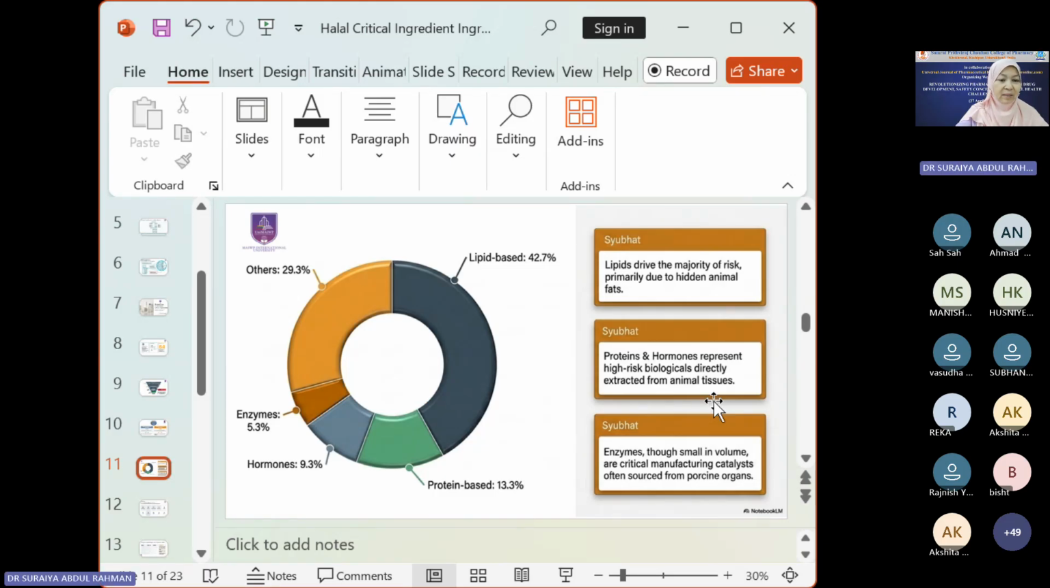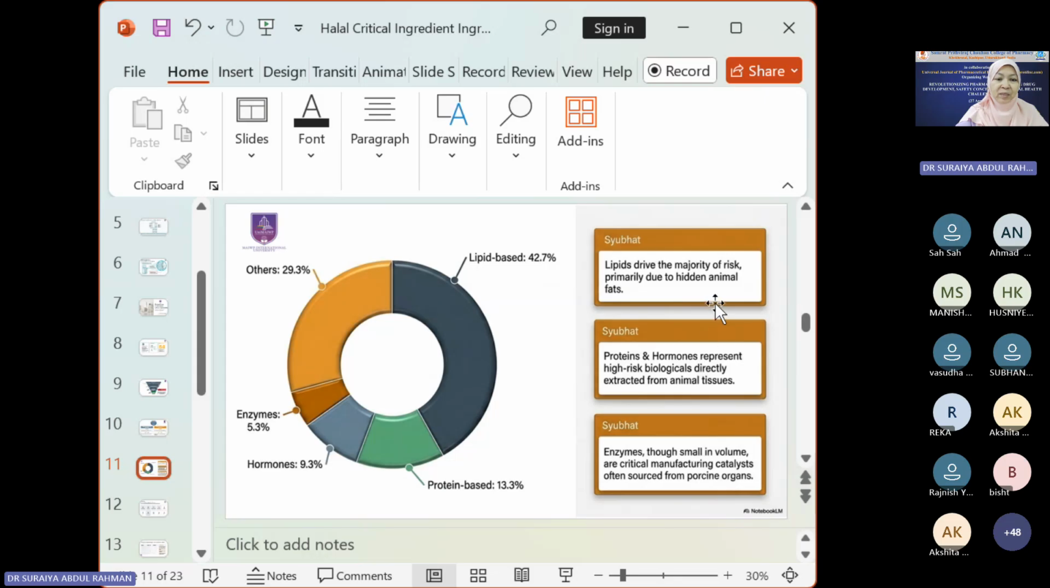The next slide I want to share is the distribution of the critical or doubtful ingredients that we found from the 67 ingredients. We break them down into their categories. Lipid-based ingredients represent the highest risk at 42.7%. This is followed by protein, hormones, and enzymes, and other categories.